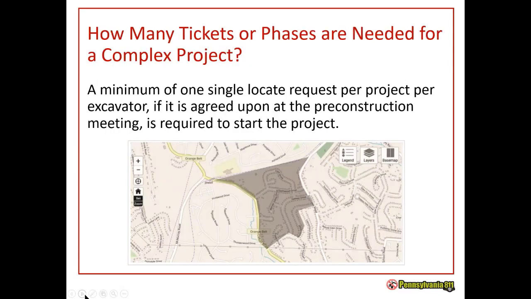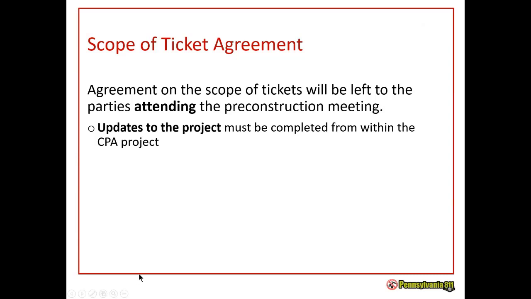So again, one minimum single locate request is going to be required for a project of this size here on the screen. Your locate community may say, well, we want the locates to be street by street. We want you to wait and put a few in each week, or, that's all worked out during the meeting. If you don't show up at the meeting, guess what? You don't have any say. So agree on the scope of the tickets will be left to those parties attending the meeting.